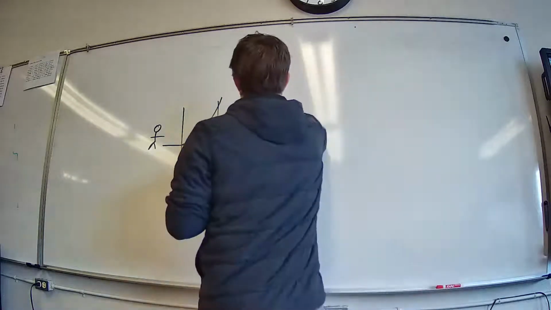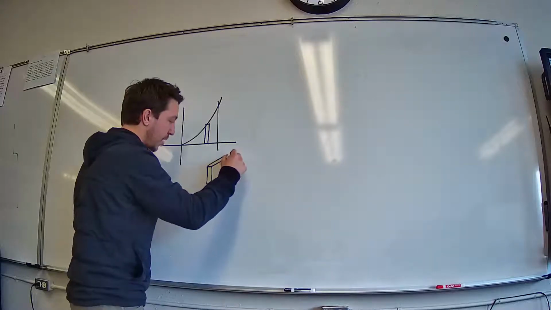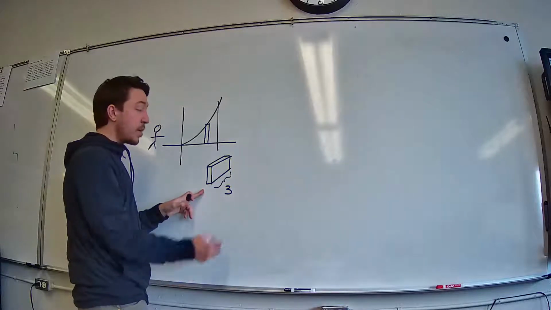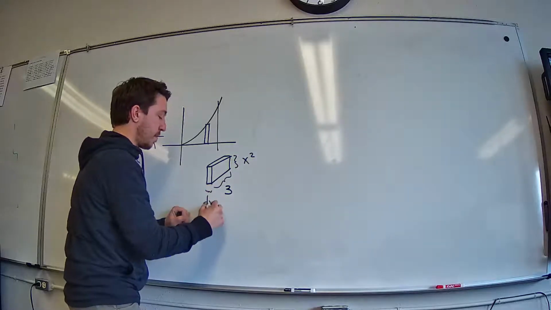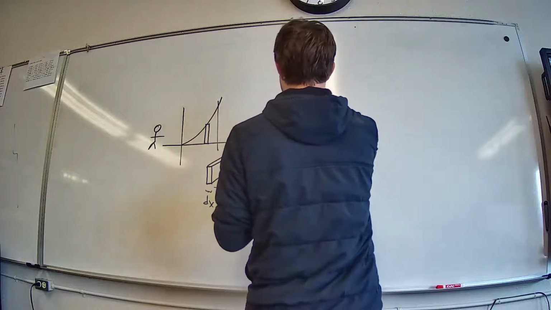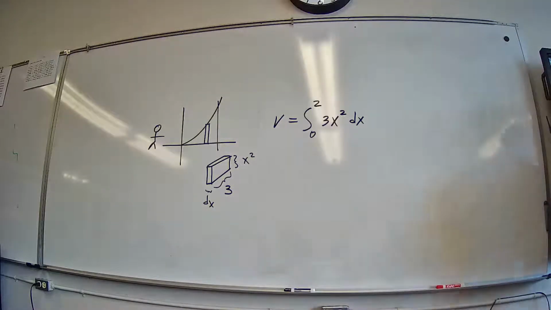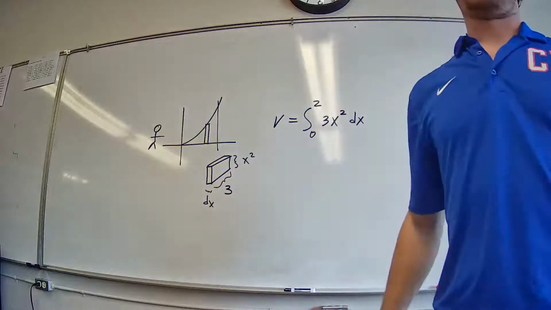So again, I look at a slice. This rectangular slice poking out of the board has a height of 3. So that's always 3. And how big is that? That's x squared. How thick is it? dx. So the volume, this one's a bit easier, is just the same bounds of 3x squared dx. That's an easy one, right? What's the answer end up being for this? 8.